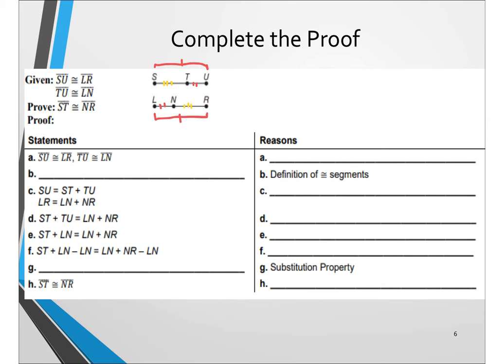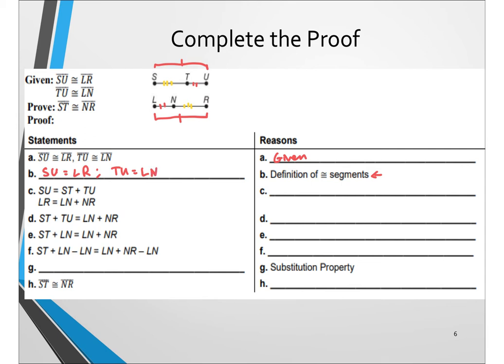Okay, so let's go ahead and get started. So first off, this is always my given. You're going to start off with your given. Next, we have a little hint over here, but we are going to need to switch this into equal signs. Again, the segment addition postulate uses equal signs, so we also need equal signs. So SU is equal to LR, and then TU is equal to LN.